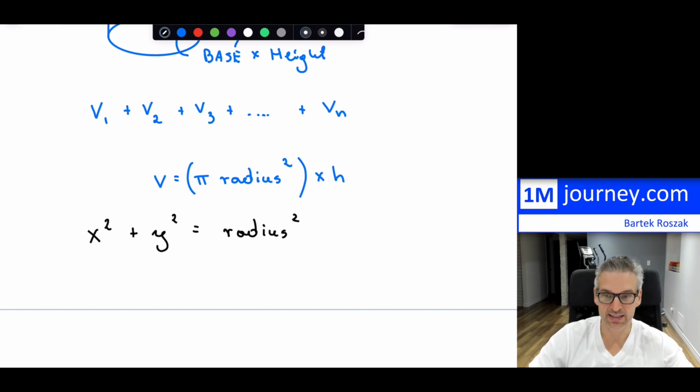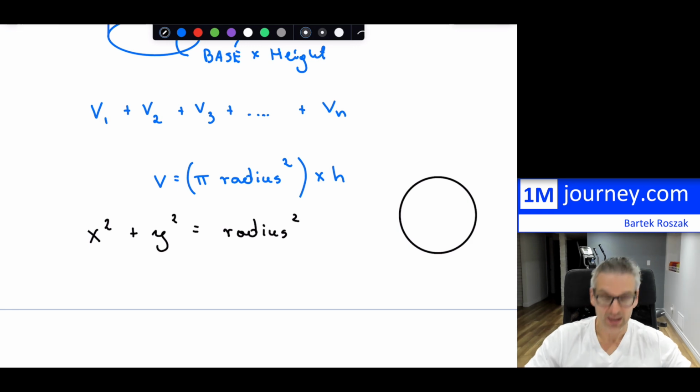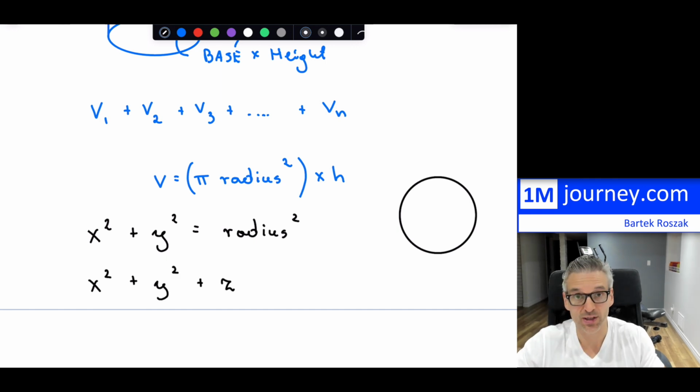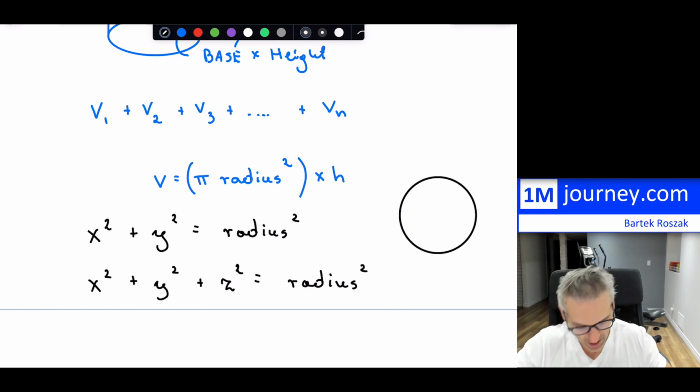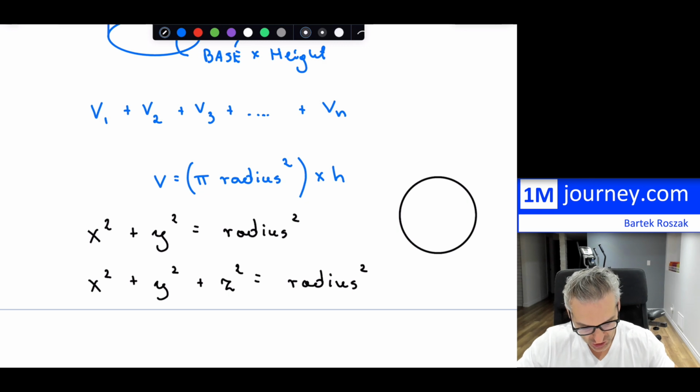It would draw this nice, beautiful circle in 2 dimensions. Well, if you extend this to 3 dimensions, it becomes x squared plus y squared, and now we need a third dimension, so let's call it z squared. And this is again equivalent to some radius squared. So now, where do these cylinders come from, and what exactly are we going to be doing here? Let me draw it out for us.